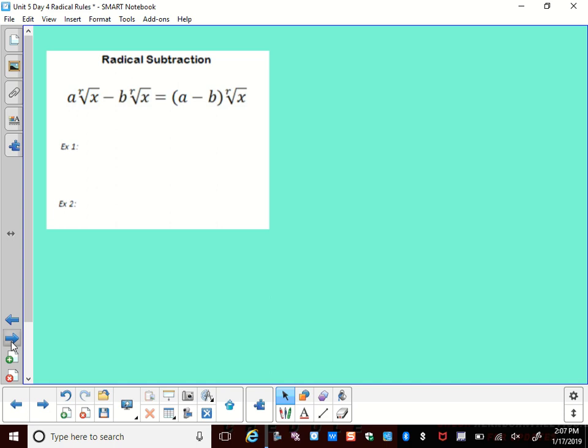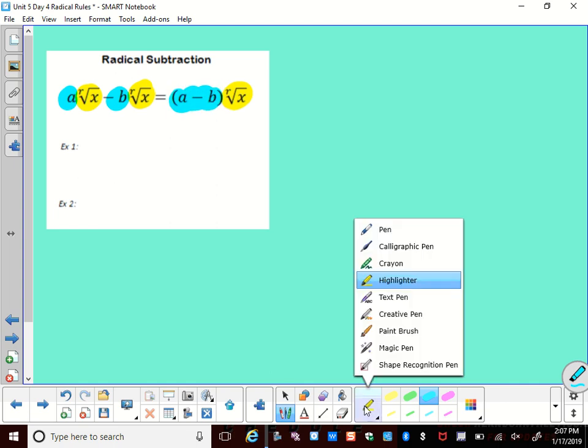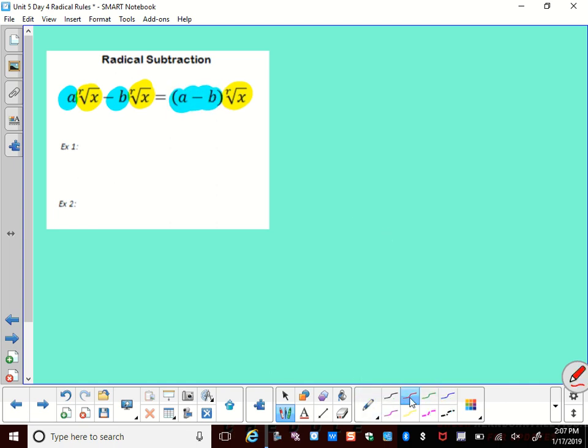All right, radical subtraction is the same concept. It's just we're subtracting the numbers. We want our radicals to match, and once they match, I can subtract whatever's in front. Okay, so an example for you.